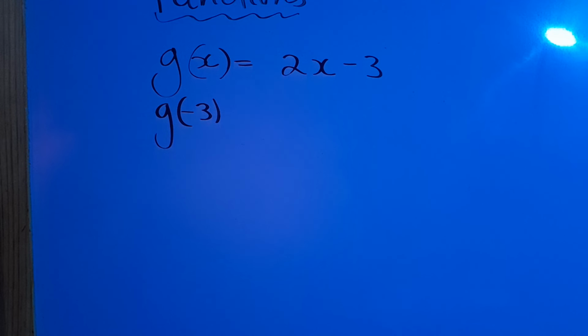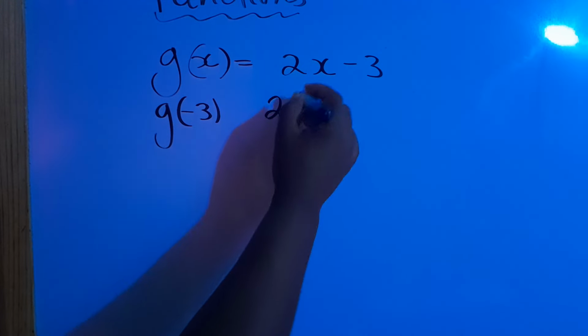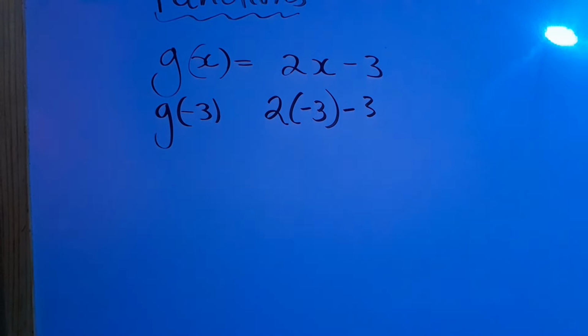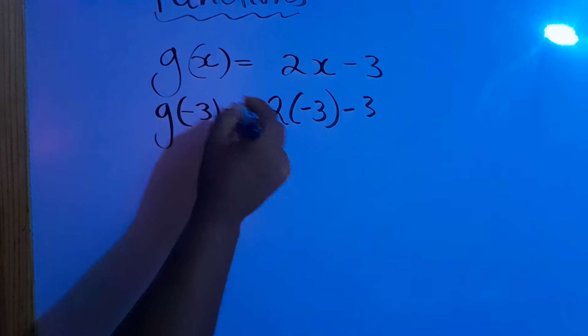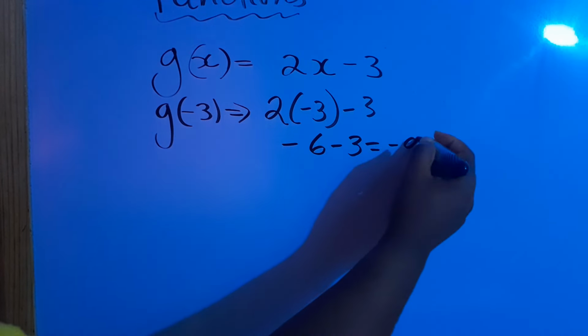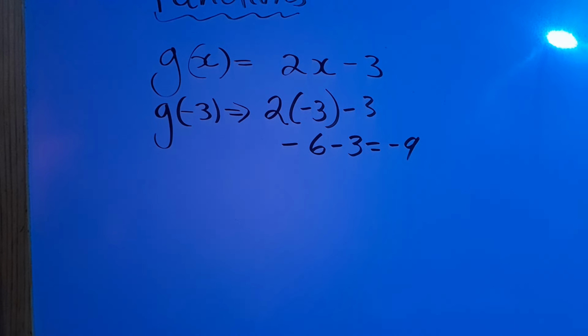Alright, so this one says g of x is equal to 2x minus 3, and we're asked to find g of -3. So anywhere we see x, we're going to replace it with -3. So it's 2 multiplied by -3 minus 3. And of course, we expand the bracket. 2 times -3, that's -6. So our answer is -9.